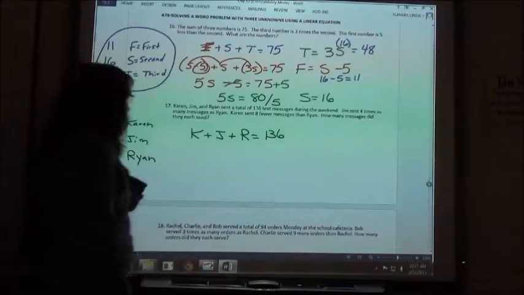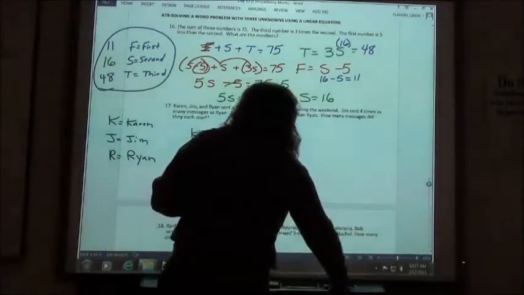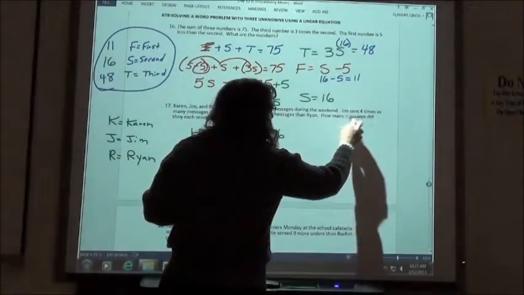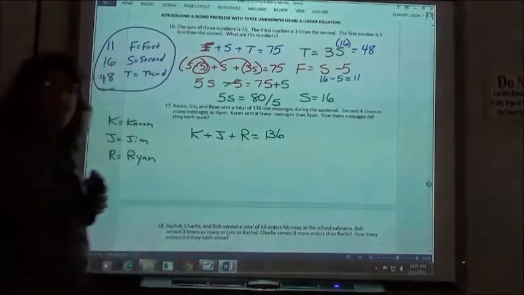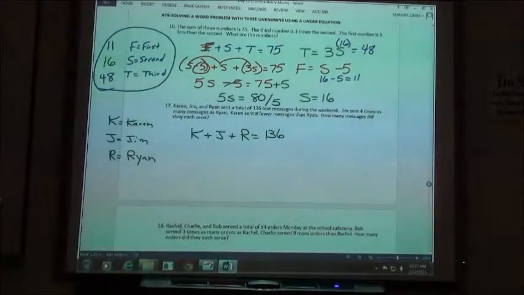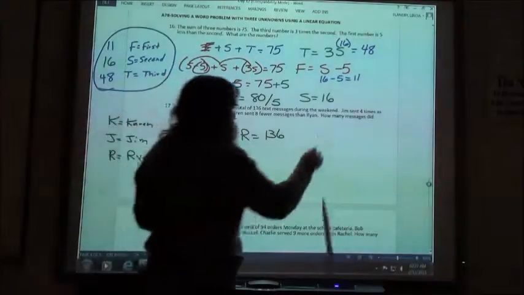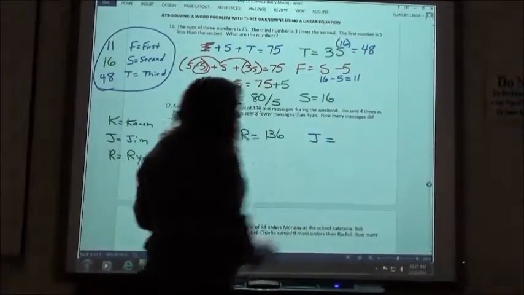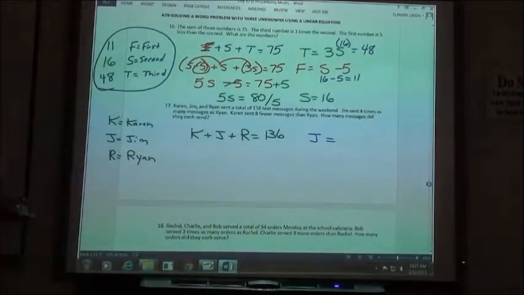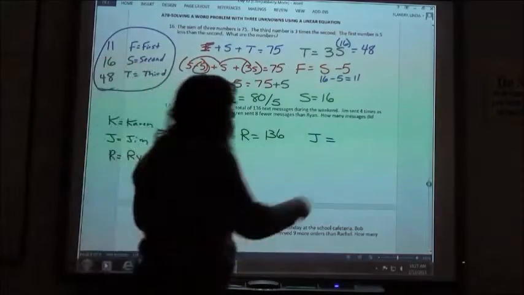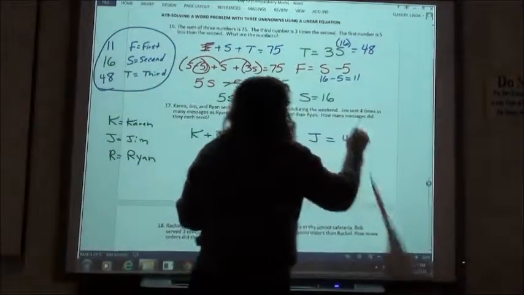Jim sent 4 times as many messages as Ryan. Whoever is mentioned first, or whatever thing is mentioned first, is the variable they're talking about. Jim, J. What did Jim do? Jim sent 4 times as many as Ryan. 4 times Ryan, 4R.